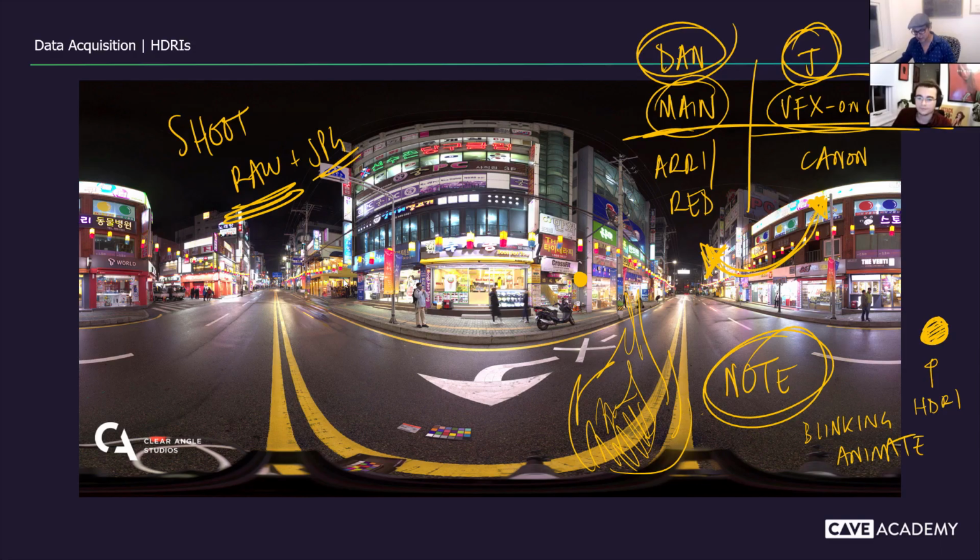And then Abdul's asking, how do you avoid human ghosting? It's very easy actually to avoid human ghosting. Get rid of the people while you're shooting is my quick answer. If people are moving around, you're not going to be able to get rid of them.